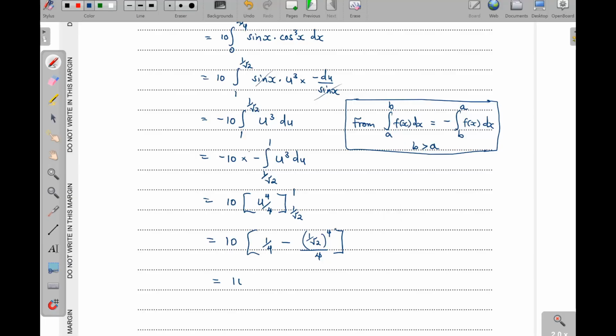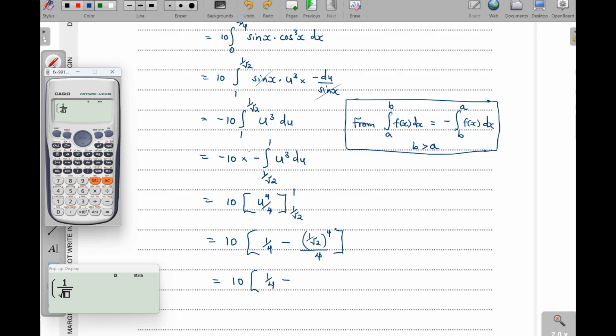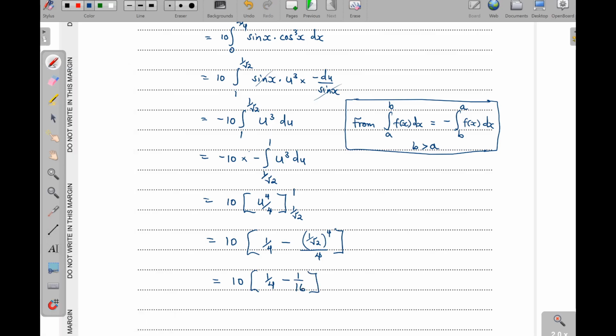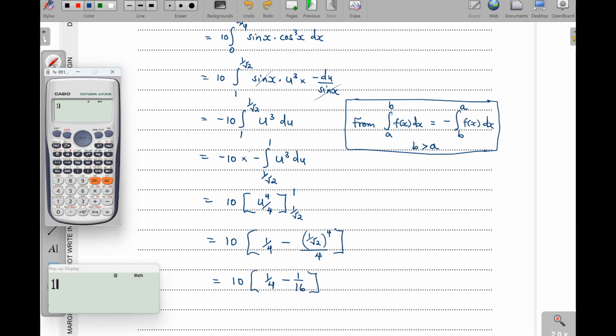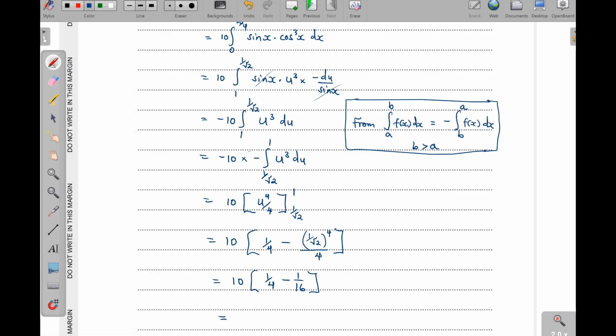So here we shall get a 10 into a quarter. How about this one here? 1 out of root of 2. Then we power it with a 4. And then after that, we divide it by 4. So it gives us 1 over 16. Now altogether, what do we get here? 10 into 1 out of 4. Then minus 1 out of 16. 15 over 8. So the answer here is therefore 15 out of 8.